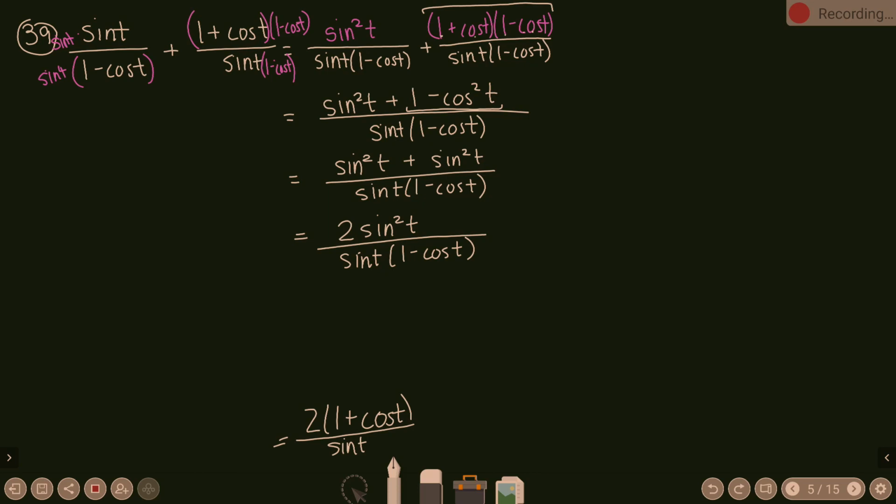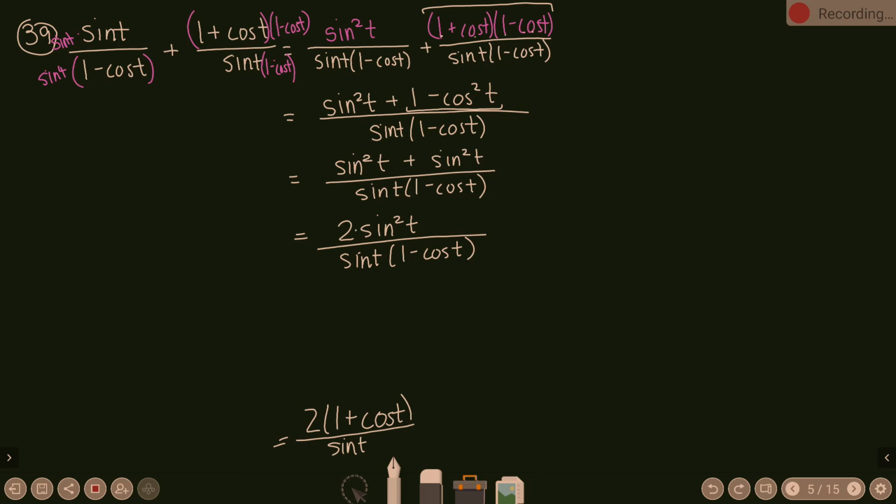Jump ahead to your answer. I need the sine t on the denominator, but I need the 1 minus cosine t to be gone. On top, I need the 2, but it's not a sine squared I'm supposed to have, it's a 1 plus cosine t I'm supposed to have. Do we see it or not see it? Break up the 2 sine squared. Factor out a 2 and then break it up.